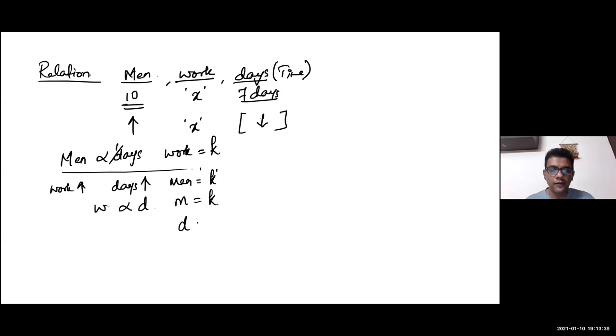Similarly, in the final case, when the days are kept constant, that is, you have to complete the work in 10 days only or 7 days only. And if you increase the work, then your number of men required will also increase. So men is also directly proportional to work when the days are kept constant. I hope all of you are clear with this relation.